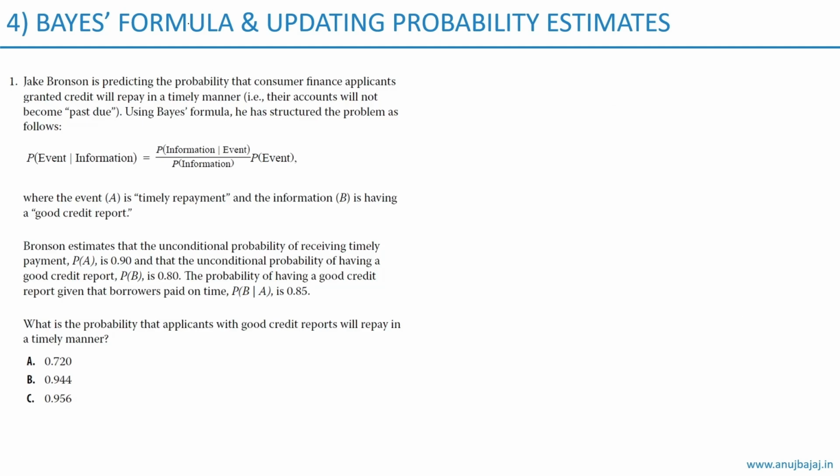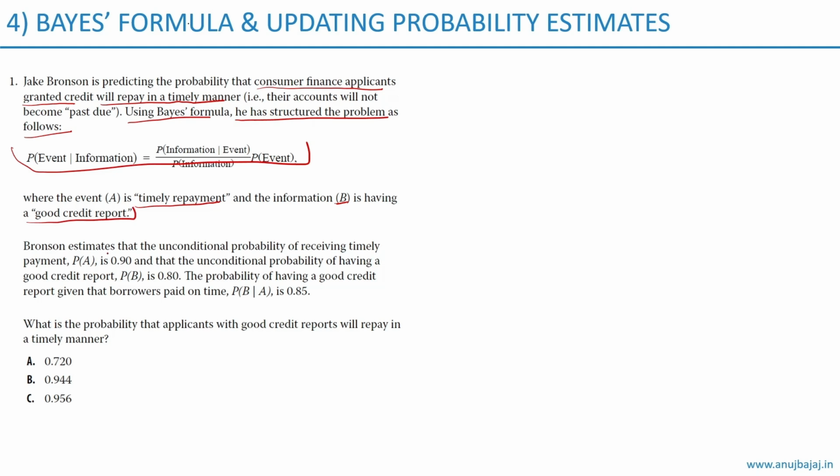Let's solve the following example. Jake Bronson is predicting the probability that consumer finance applicants who are granted credit will repay in a timely manner. So using the base formula, he has structured the problem as follows. So this is the base formula, where the event, which is represented by A, is the timely repayment, and the information, represented by B, is having a good credit report.